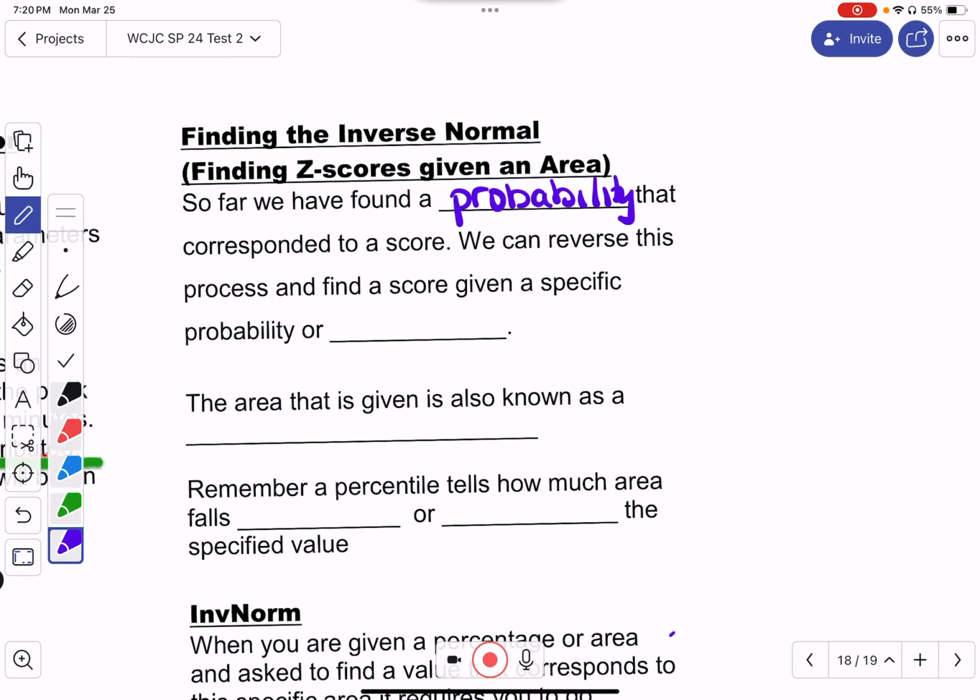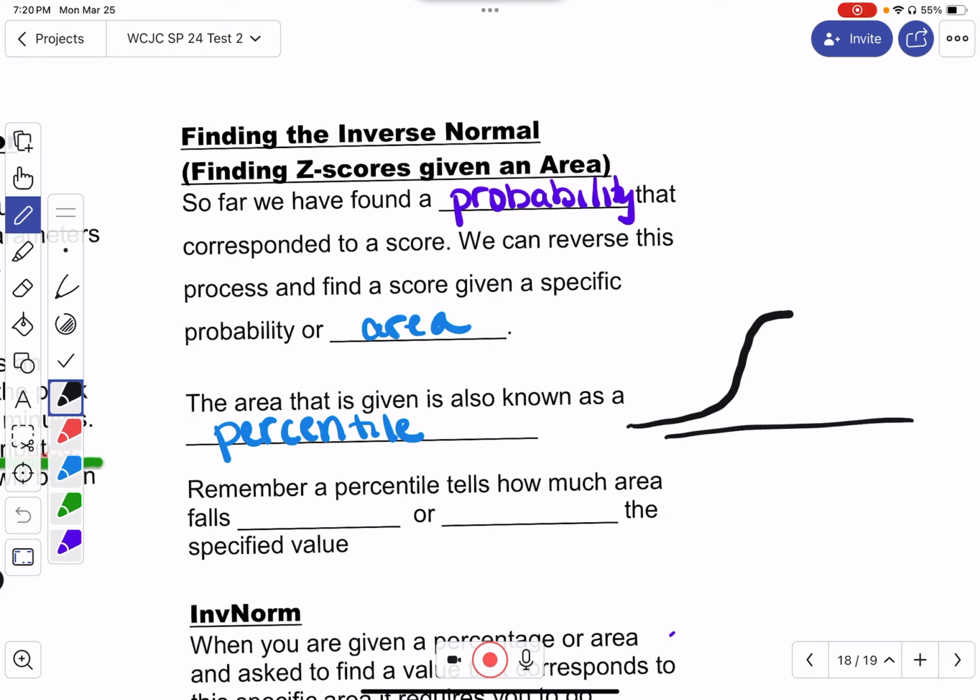We're going to reverse the process now. Instead of giving you a score, I want you to give me the probability, or what we also refer to as the area, and I want you to give me the specific score for that area. That area is going to be known as a percentile. And you already know percentiles.